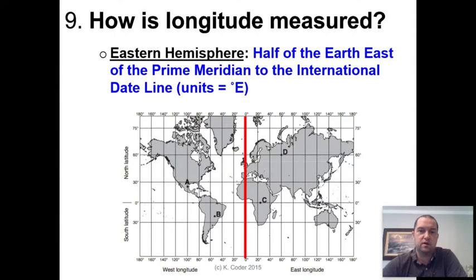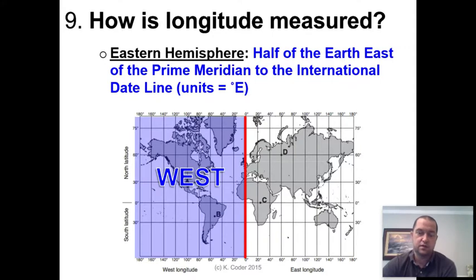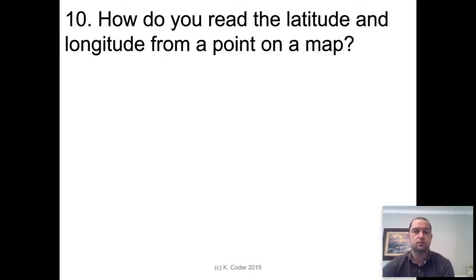Here's our prime meridian. Everything in the Eastern Hemisphere is half of the Earth east of the prime meridian to the international date line, and those units are degrees east. So west is to the left, east is to the right. These are measured in degrees, going from 0 all the way up to 180. Once it goes past 180, it starts going back down again until we get back to 0.